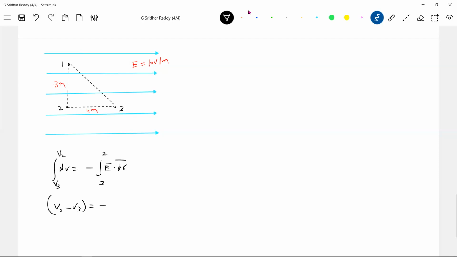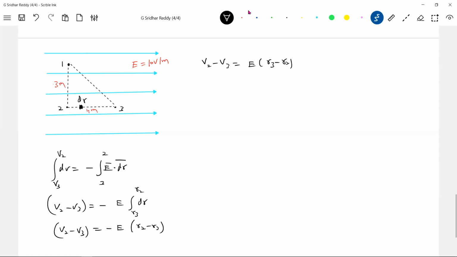Now what is the angle between E bar and dr? It is 0. Look at the E bar and dr, both are in the same direction. And E is constant, so everything will come outside. So this will be V2 minus V3 equal to minus of E into. Now what is dr? Dr will become R3 minus R2. So further you can write V2 minus V3 as E into R3 minus R2.